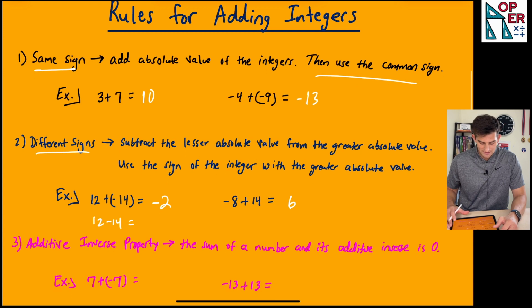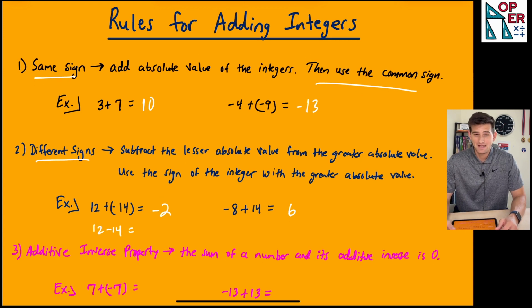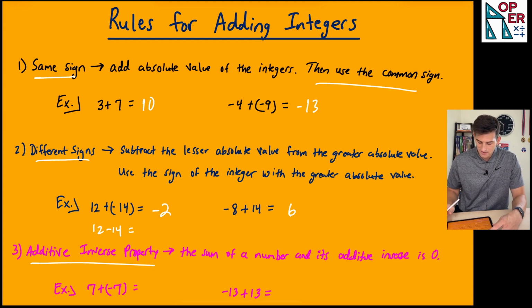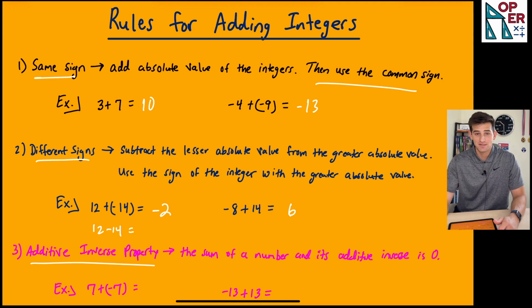Okay? The last thing we want to talk about in this video is what's known as the additive inverse property. So the additive inverse is just the sum of a number and its additive inverse is 0. So additive inverse, kind of another way of saying the opposite. So the opposite of 7 is -7. So when we add those together, we get 0.